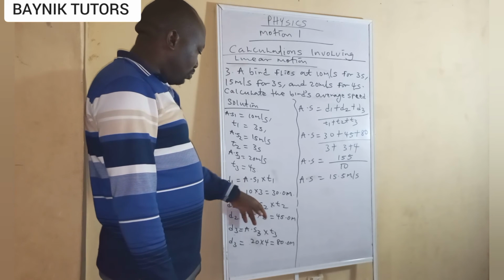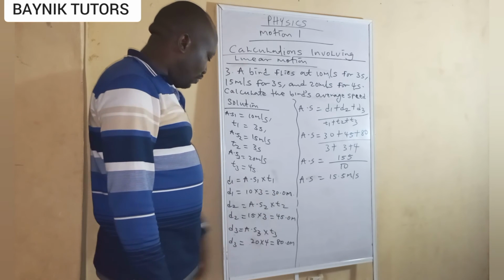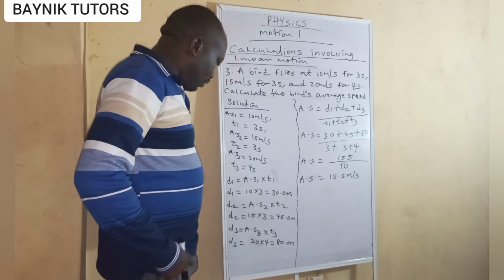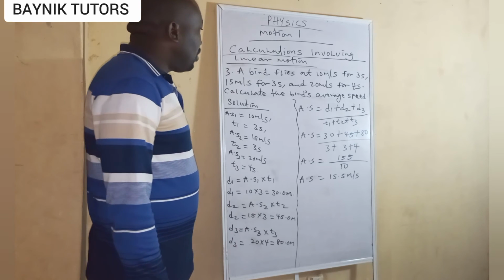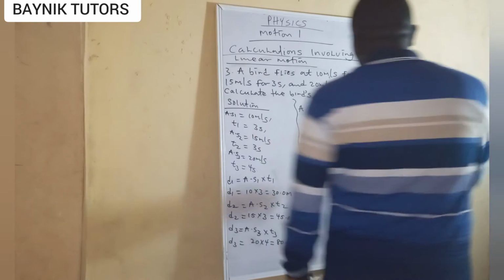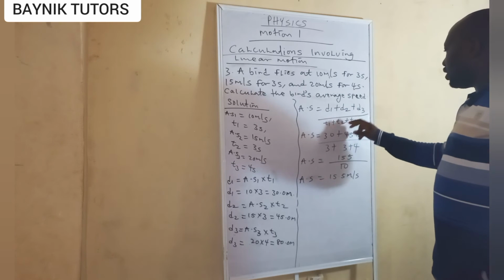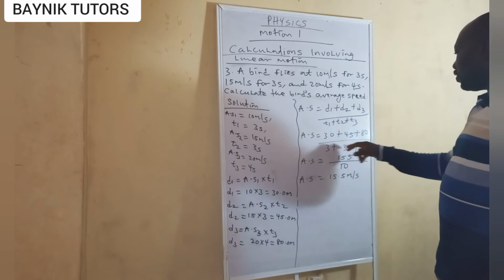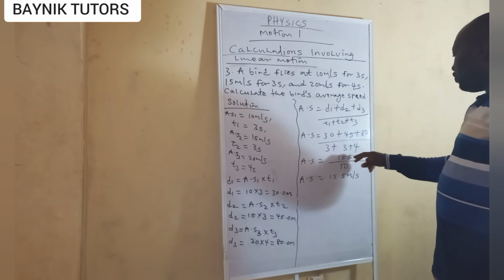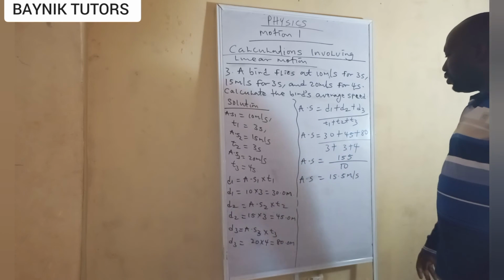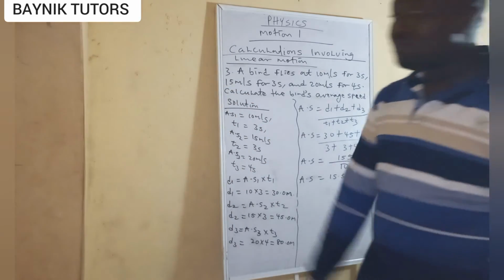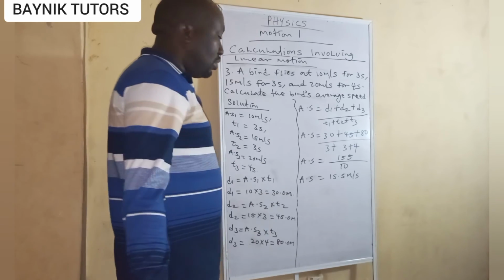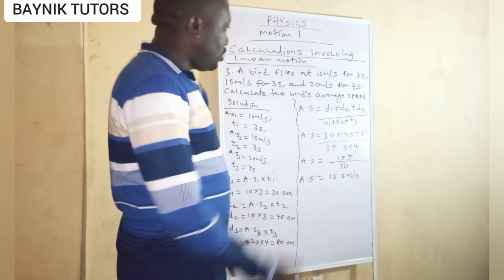D2 will be average speed 2 times T2, that will be 15 times 3, which is 45.0 meter. D3 will be average speed 3 times T3, that will be 20 times 4, which is 80.0 meter. So average speed will be D1 plus D2 plus D3 over T1 plus T2 plus T3. That is 30 plus 45 plus 80 over 3 plus 3 plus 4, which is 155 over 10, that's 15.5 meter per second. That's the general average speed. That's all. Very simple. So please just reproduce it.